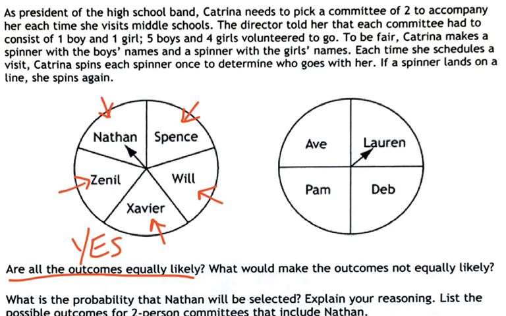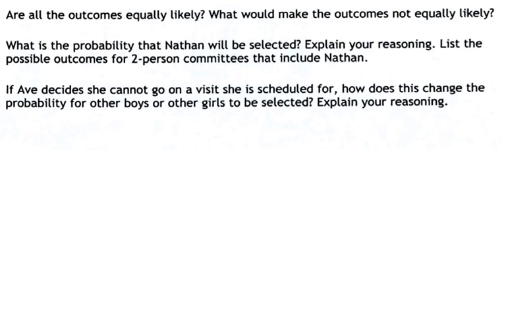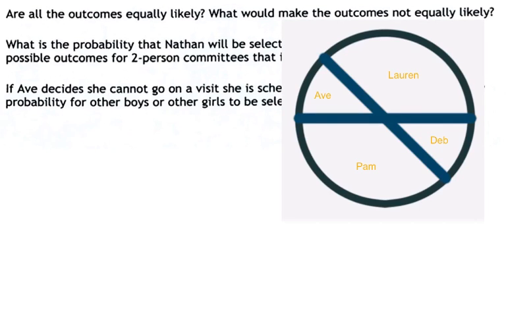So the second question here, what would make the outcomes not equally likely? Well, a quick little scenario for that would be, here's a spinner with the girls' names. And you can tell that Lauren and Pam have a much greater advantage than Ave and Deb, because the amount of space of the spinner is in favor of Lauren and Pam. So this would make the outcomes not equally likely.